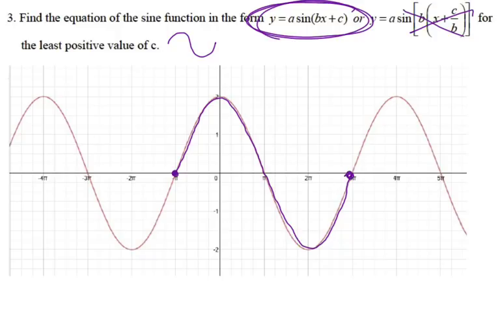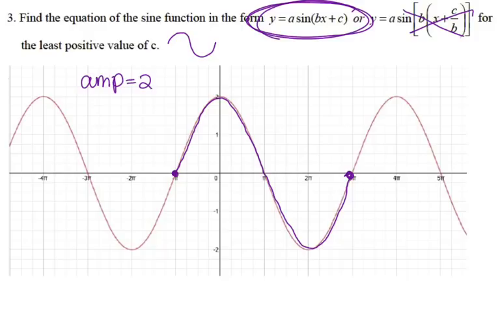And then from here, I need to find a couple things to be able to write the equation. I need the amplitude, the period, and the phase shift. Your amplitude is how high or how low your graph goes, and since my graph goes up to 2 and down to -2, my amplitude is 2.